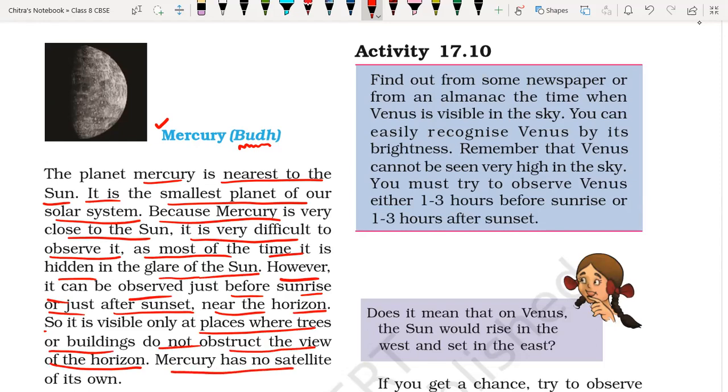Mercury has no satellite. Why, sir, can we see it at night? When it is just after that, see what happens: when the sun is here, we have the earth, suppose over here, when the sun's light is incident on it and then reflects to the earth, then we are able to observe that. Any object, we can see it is due to the reflection of light and that light reaches us.